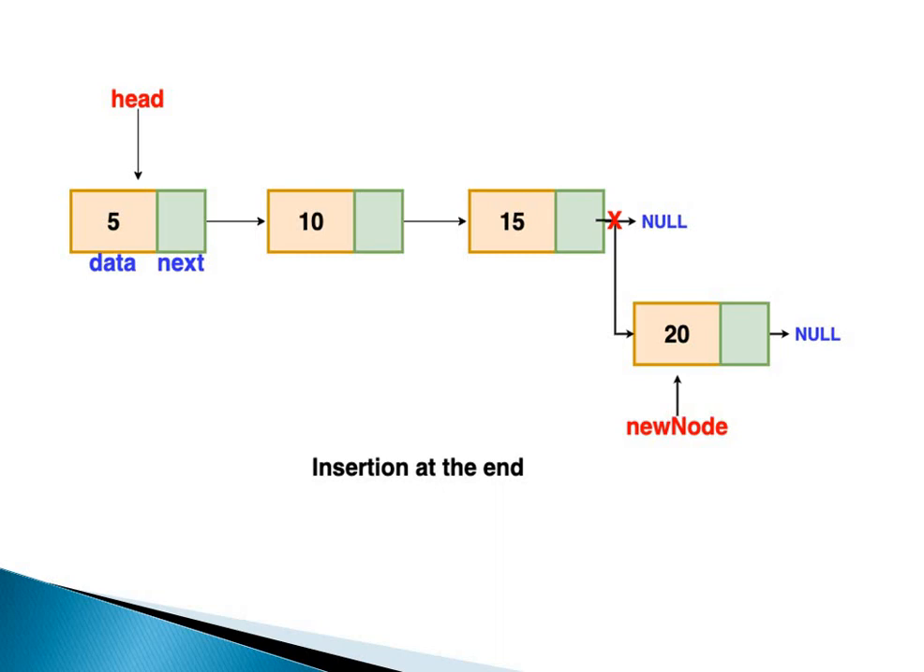If you want to insert a node at the end, you can see the structure here: the head pointer points to the first node, and the null pointer will always be at the last one. Here the last node will become the second last node, and if you want to add a new node, the new node's next part will be null, and the second last node will have the address of the new node. So this is the criteria for inserting a new node at the end of the linked list.